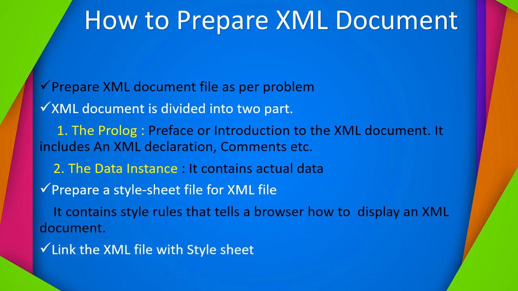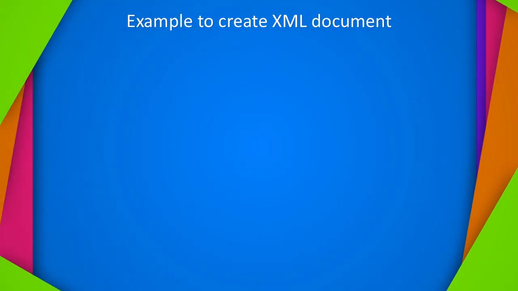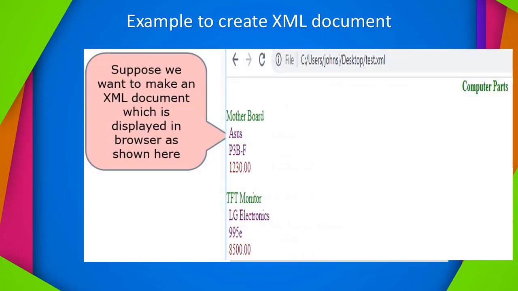And a link tag is required to link the XML file with the style sheet, then only it will be neatly represented. So see the example. We are going to display this content using the XML file. See, here the motherboard and TFT monitor are displayed with the subcontents. So how did we create this in XML?